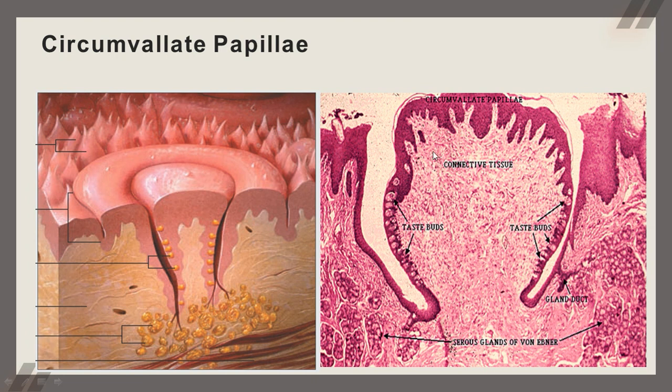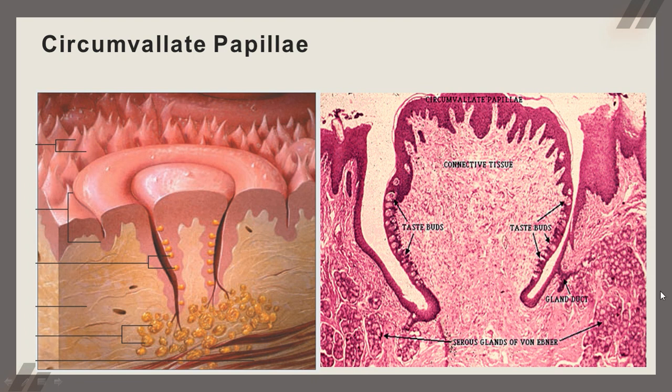Whereas in case of your circumvallate papillae, the taste buds will be present on the lateral portion of the papillae. Here you will see abundant taste buds. A lot of taste buds will be present in the lateral portion of the circumvallate papillae. So the most number of taste buds are present in circumvallate papillae. Among all the papillae of the tongue, the most number of taste buds are present in the circumvallate papillae.